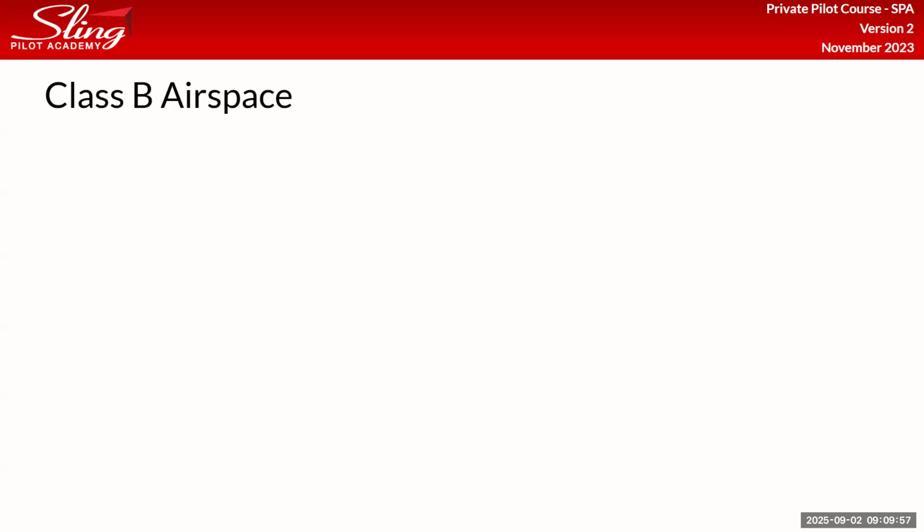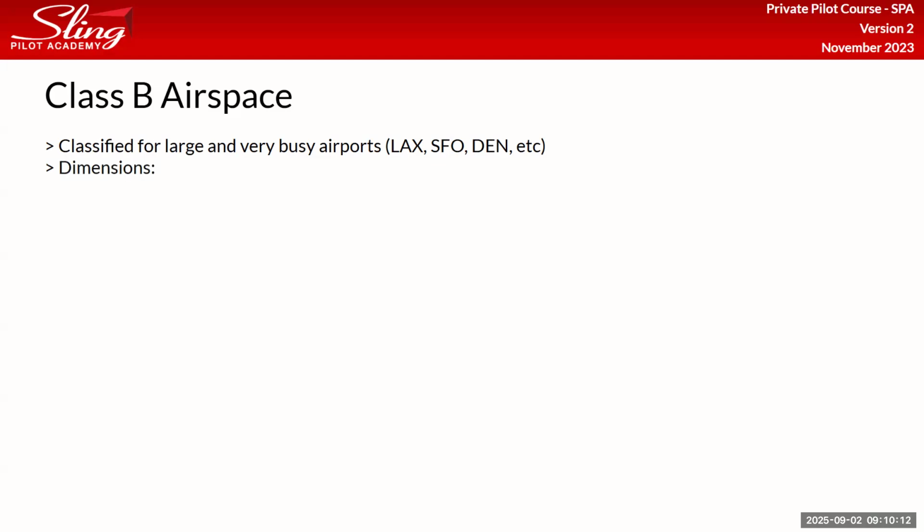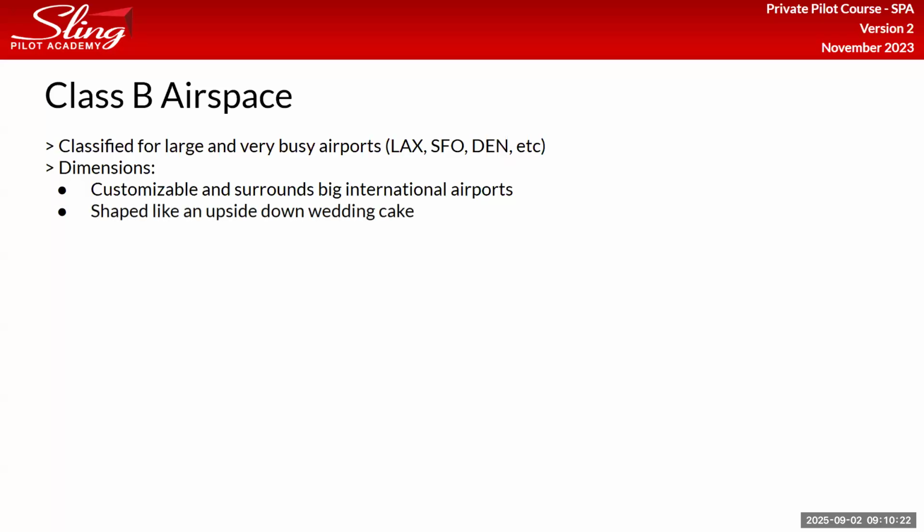What's our closest Bravo airspace to us? LAX. Duh. Okay. All right. Classified for very large and busy airports, LAX, San Francisco, Denver, etc. Dimensions are customizable. They're going to change every time surrounding big airports. It's shaped like an upside down wedding cake with the major international airport in the middle, has a small section around it, and then it gets bigger and bigger and bigger on the outside.